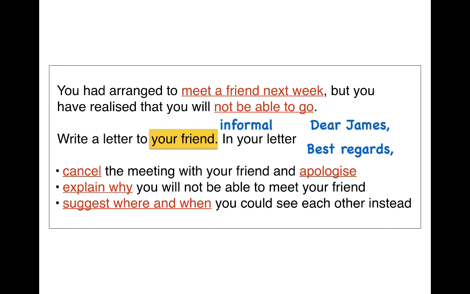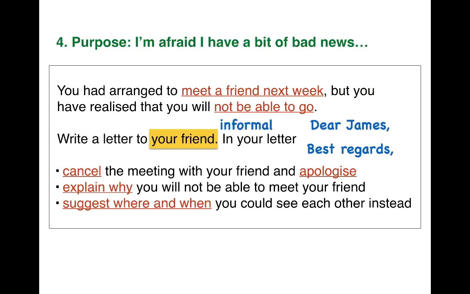Step 4 is the purpose of the letter, the overall reason for writing it. And there's a few things that we have to say in here, but the main idea is that we're sorry that we're cancelling this meeting with the friend. So I'm going to say something like, I'm afraid I have a bit of bad news. So that's the overall idea. You're writing with a bit of bad news that you can't meet.